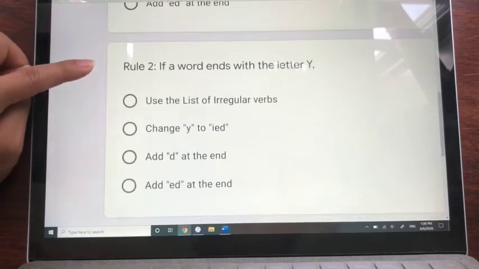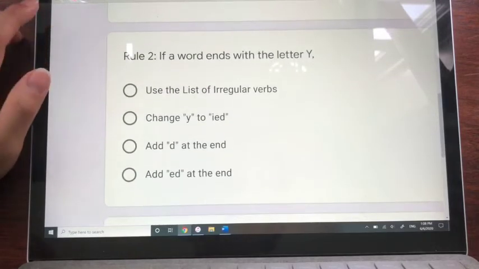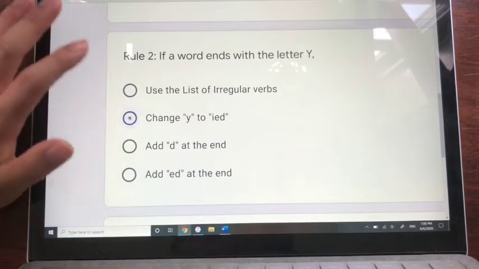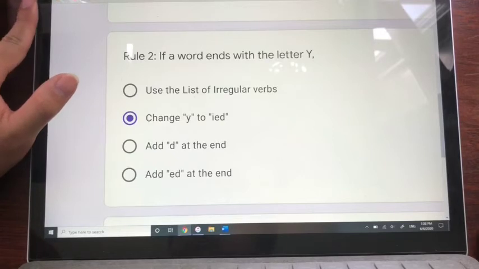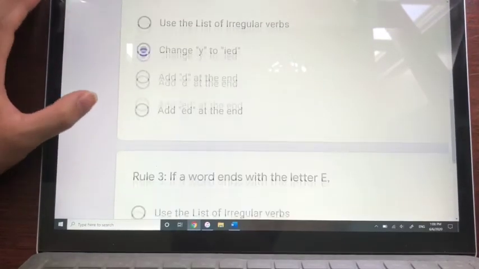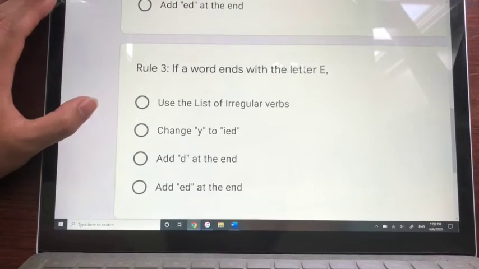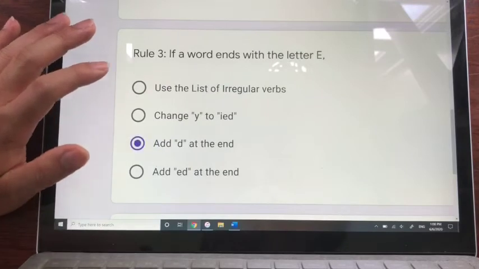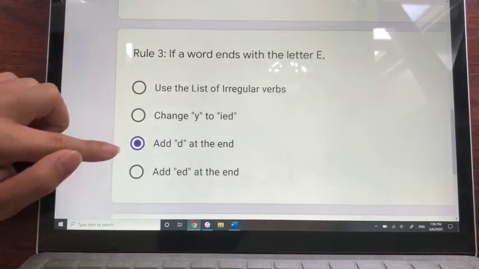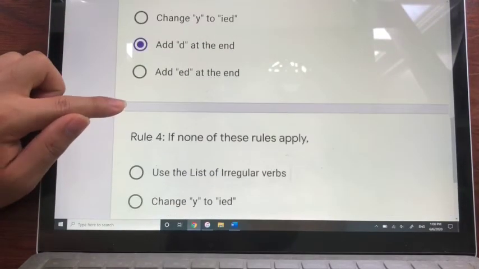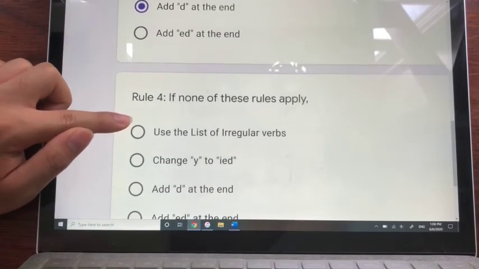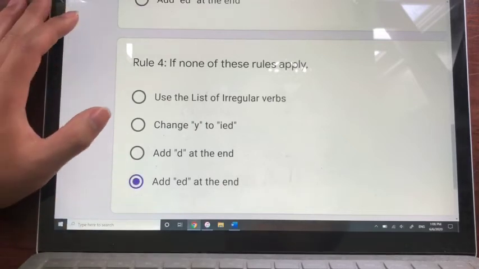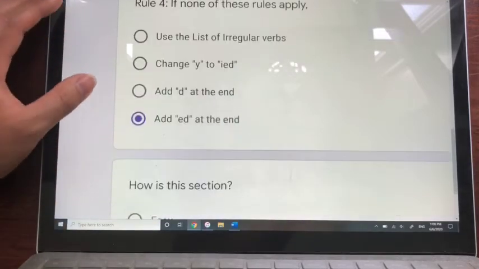Number 2. If a word ends with the letter Y, what do we do? We change Y to IED. Number 3. If a word ends with the letter E, we add D to the end. Now, rule number 4. If none of these rules apply, we just add ED. It's just normal. So that's how we use the past tense.